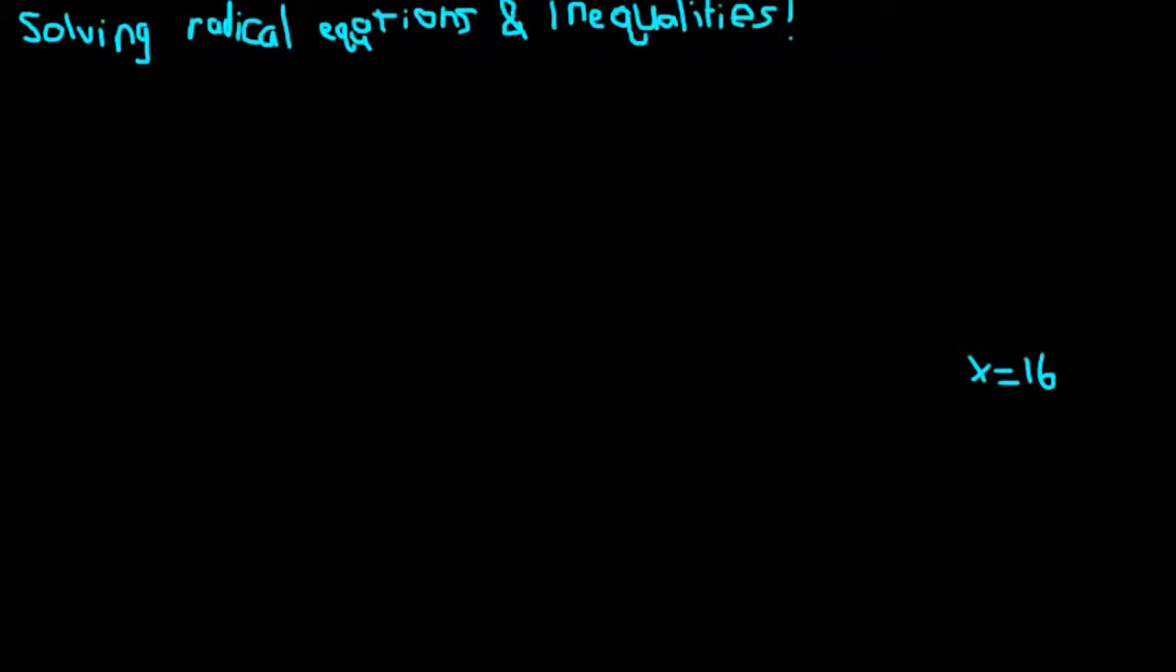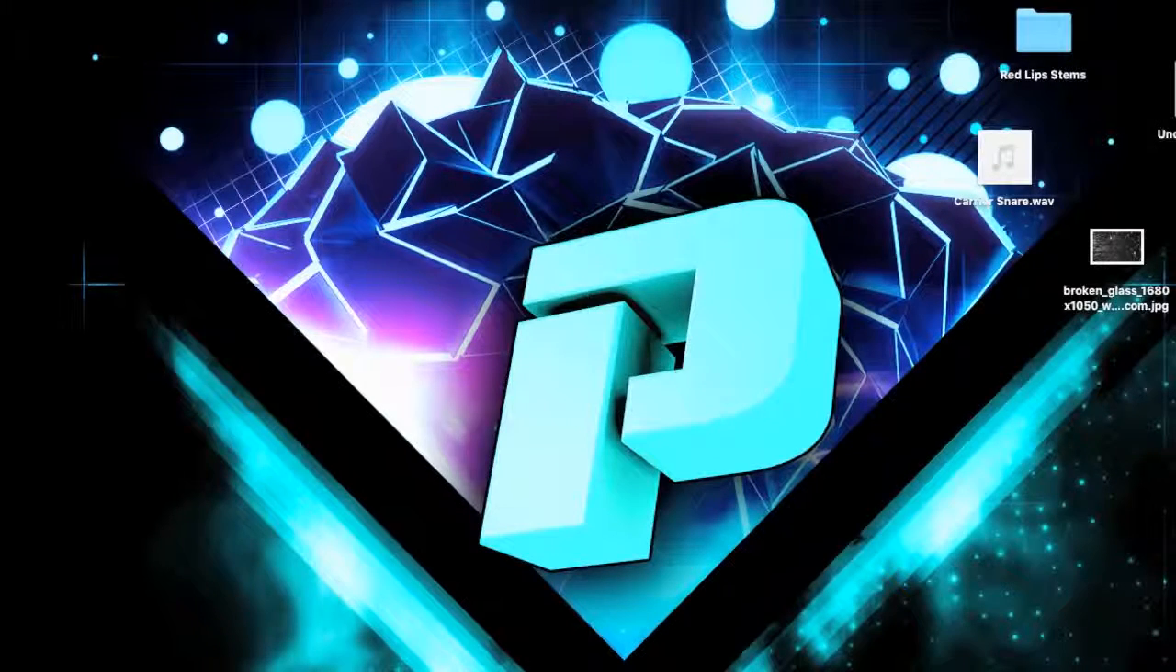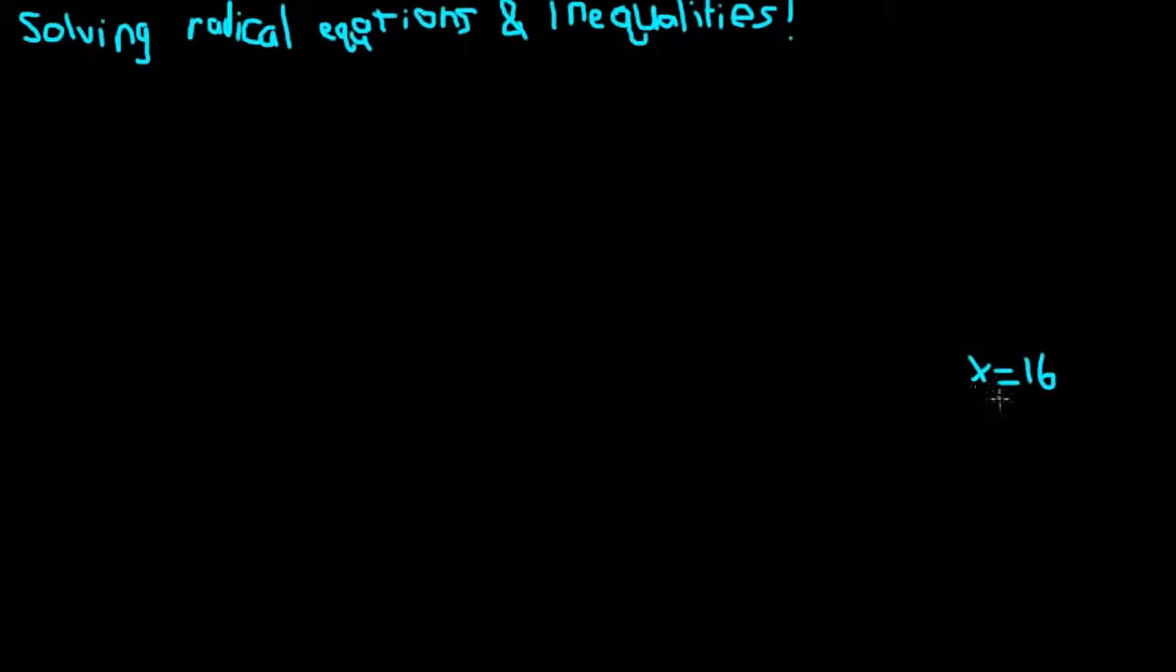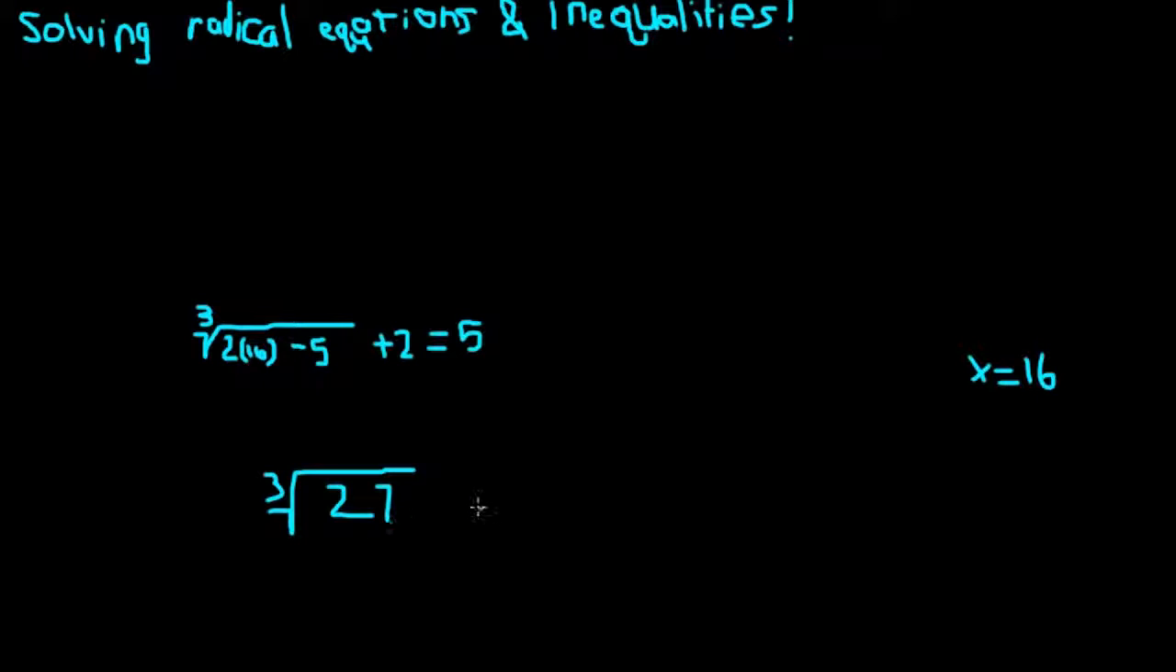So now, in order to make sure that x equals 16, you're going to plug it into the original equation. So I'll just do that automatically, right? So we're going to do 2 times 16, that's 32, minus 5, which is 27. So cube root of 27 plus 2 equals 5.